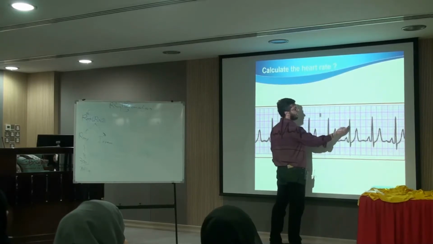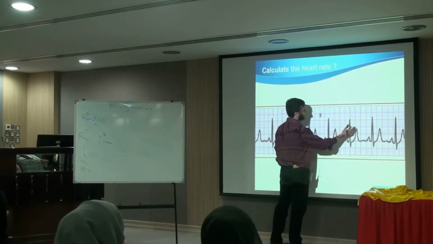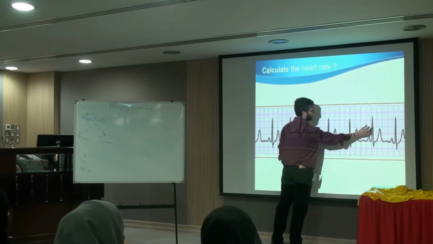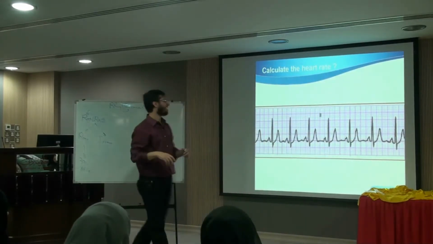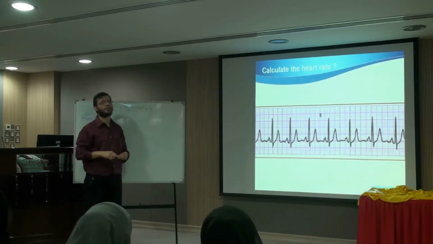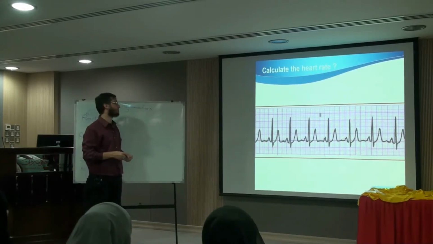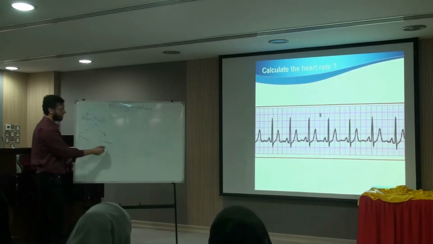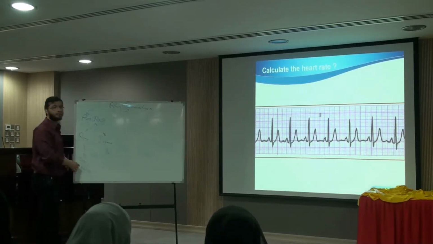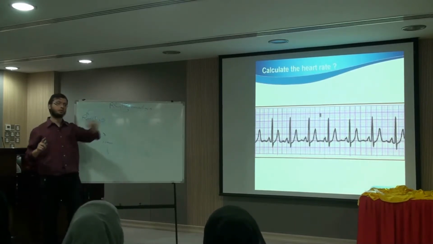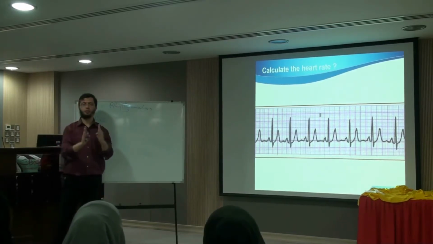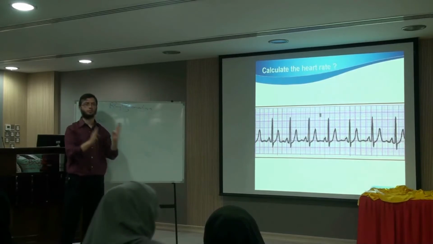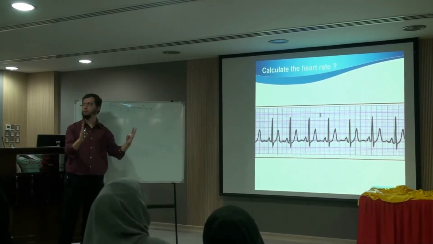If you cannot calculate, then you can memorize these numbers: 300, 150, 100, 75, 60, and so on. But if you can calculate also, it will be better. Okay. If it is irregular, do you think we can do this? Why? Because now there are no equal intervals between the RR. Sometimes it's short, sometimes it's long, irregular.